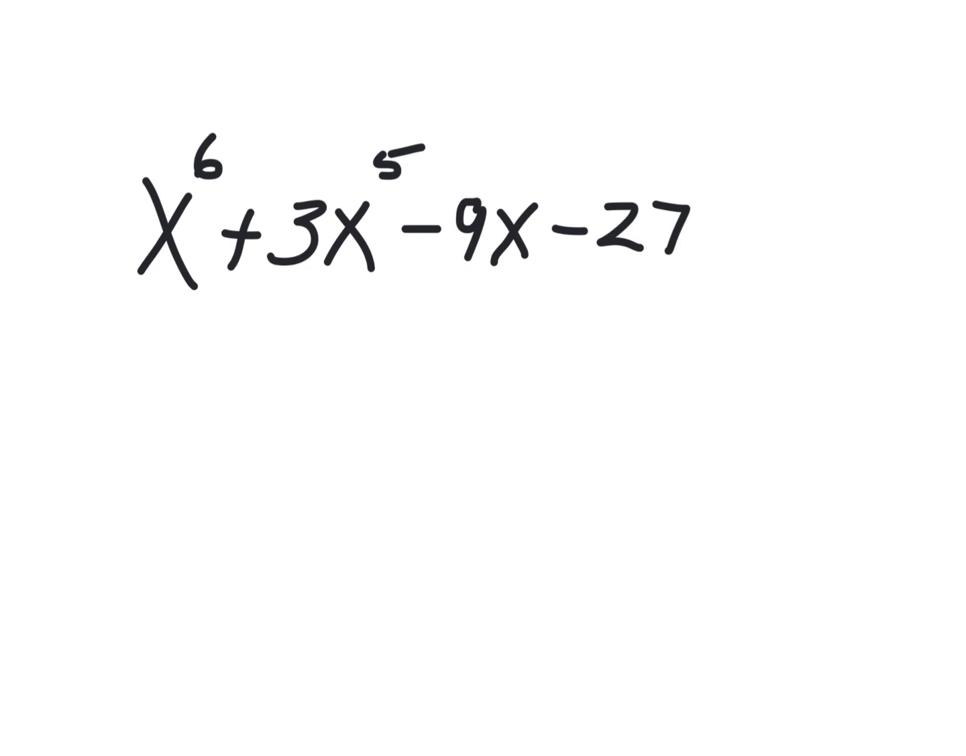Wait, I screwed up. My bad. Wait, one more thing. It was 6th, 5th. This is 4th. And this is 3rd. Sorry about that. Look at the end of your problem. It's x to the 6th, 3x to the 5th, negative 9x to the 4th, and negative 27x to the 3rd. Factor that.